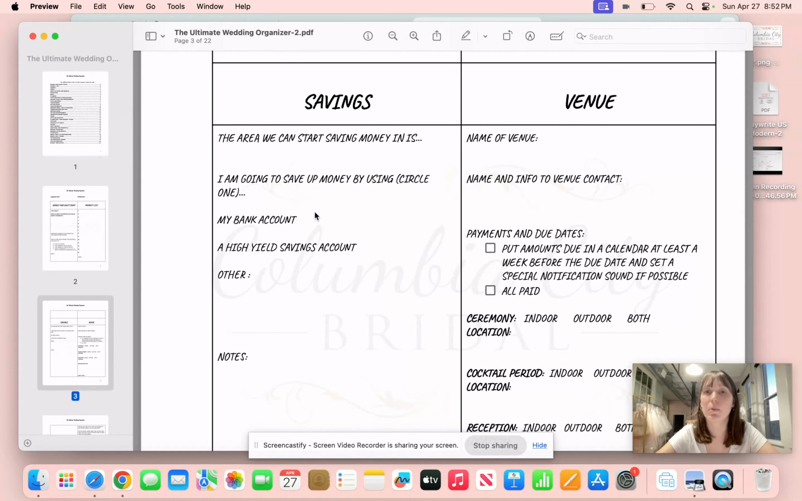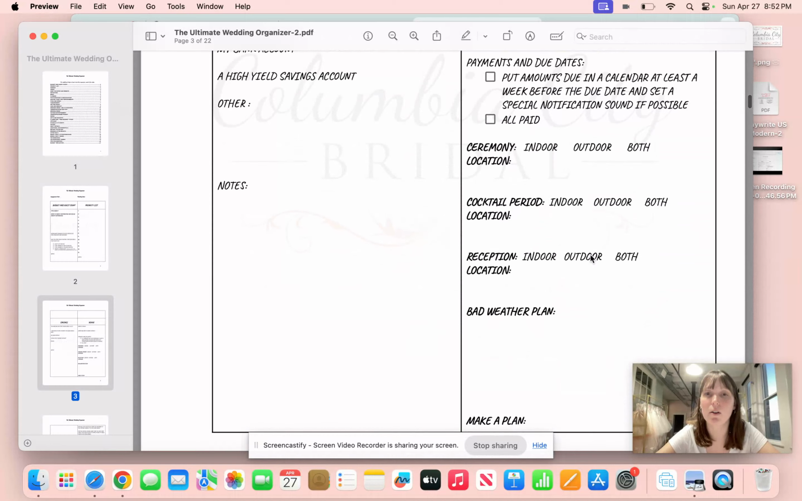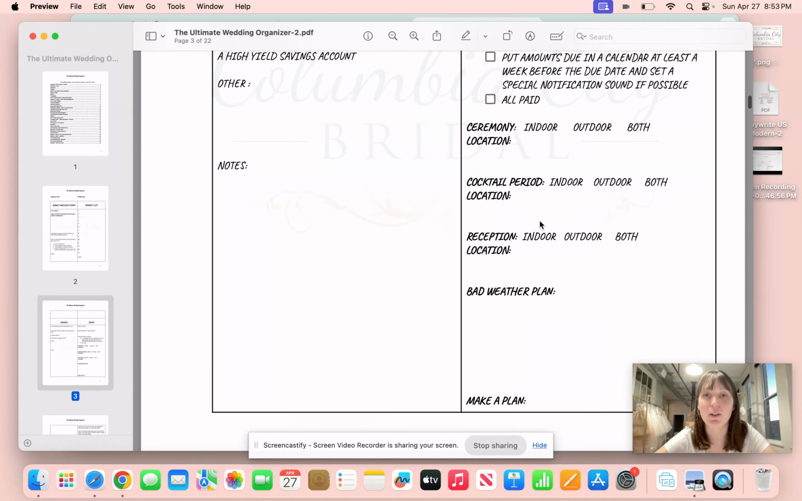Venue, the name of your venue and different information to think about. When you see cocktail period, I like to call it a period because it could be 15 minutes, it could be an hour, you could have a cocktail period for 2 hours. So I don't really like saying cocktail hour because that does imply it is one whole hour, whereas a lot of people might just have it for 30 minutes. So when you see a cocktail period, that's what I'm talking about.